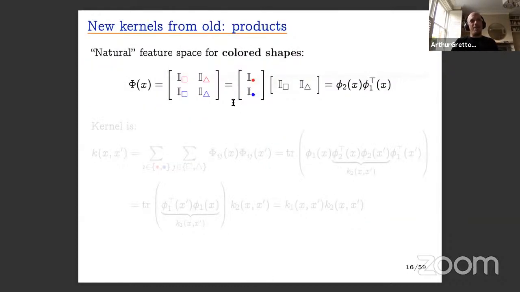Now let's define a feature space on colored shapes. Okay, so this capital phi of X has indicators of every possible permutation of color and shape. Do I have a red square or a red triangle, blue square or blue triangle? All right, and this matrix can be very trivially written as an outer product of one feature vector, the feature vector of color, and a second feature vector of shape. Okay, so phi2, which is my color feature vector, phi1 transpose, my shape feature vector.